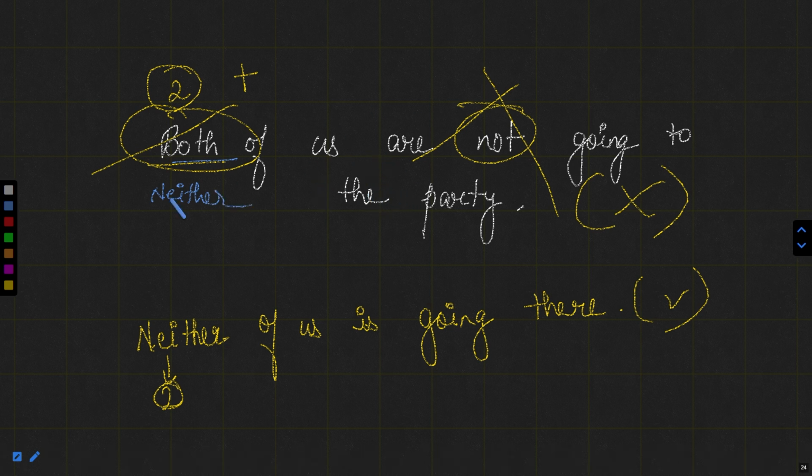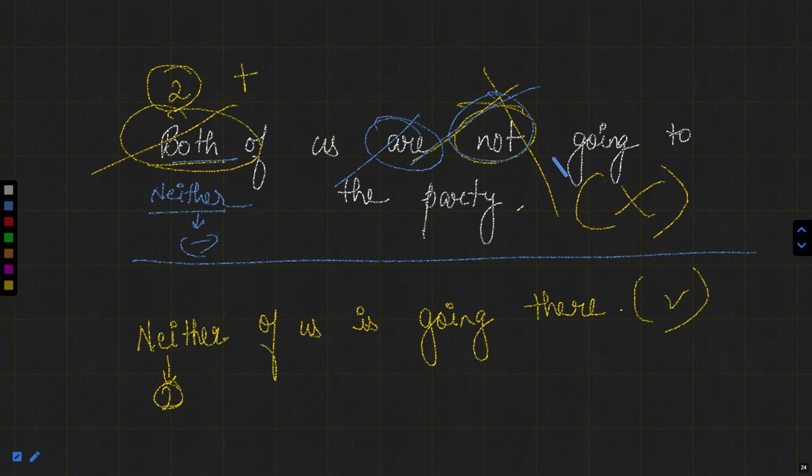Again, the sentence is incorrect because with neither we cannot use are. This part is incorrect. Also, neither is itself a negative word. And if it is itself a negative word, we cannot use not also. Because minus minus plus we know well. So, if the word neither is there, we need not write not in that sentence, because neither is itself a negative word. So the sentence entirely is incorrect. The correct sentence will be neither of us is going there.